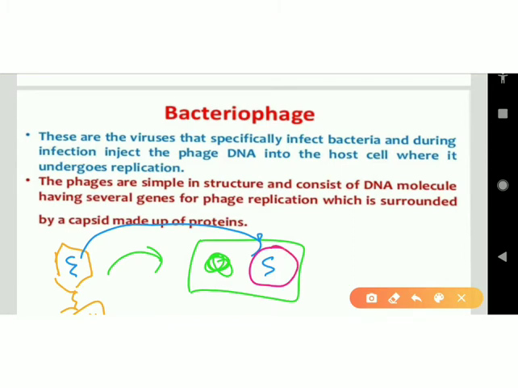The phages are simple in structure and consist of a DNA molecule having several genes for phage replication, which is surrounded by a capsid made up of protein. The DNA is surrounded by a capsid. This hexagonal structure is called the capsid, and it is made from various proteins.